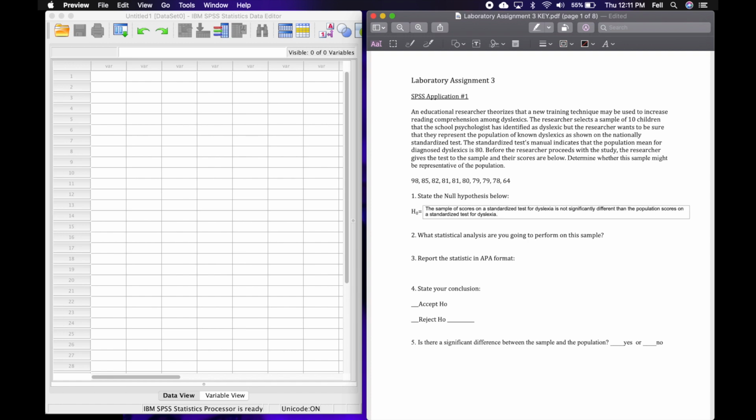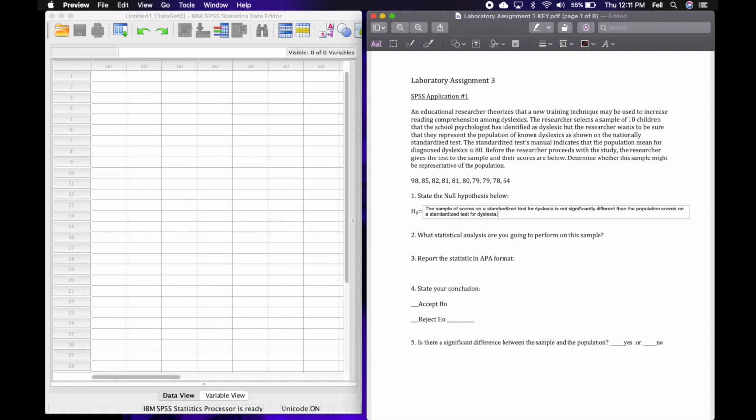So, if I was going to state the research hypothesis or the alternate hypothesis, the HA, then I would just say that the sample of scores on a standardized test for dyslexia is significantly different than the population scores on a standardized test for dyslexia.